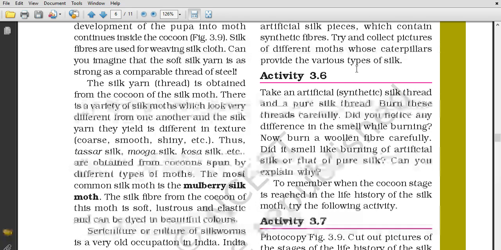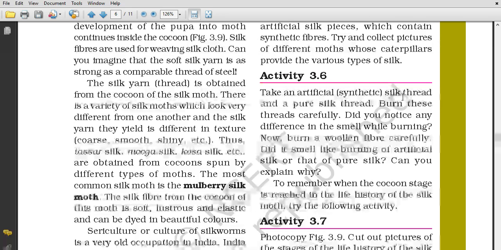What is there in activity 3.6? In this activity we have to take artificial or synthetic silk thread and pure silk thread. Then we have to burn both the threads carefully in front of our teacher. Did you notice any difference in the smell while burning? Now burn a woolen fiber carefully. Did it smell like burning of artificial silk or that of pure silk?